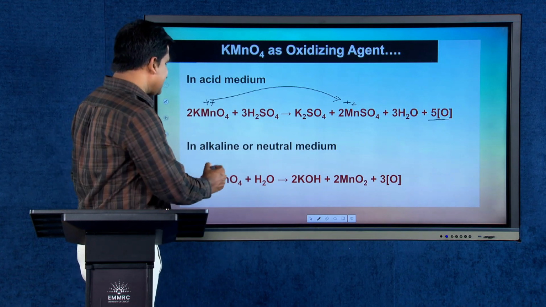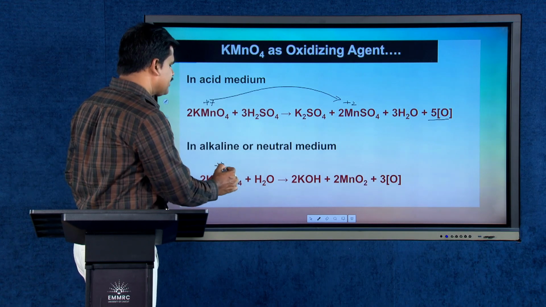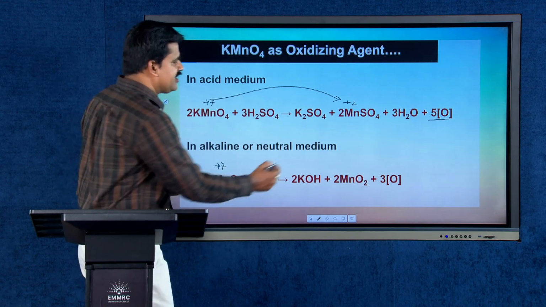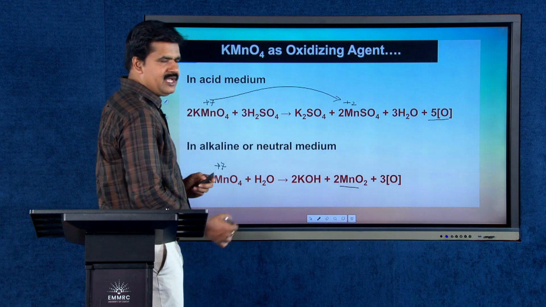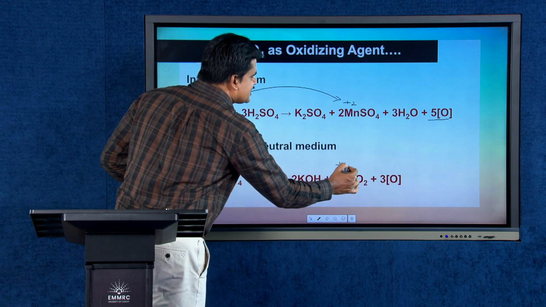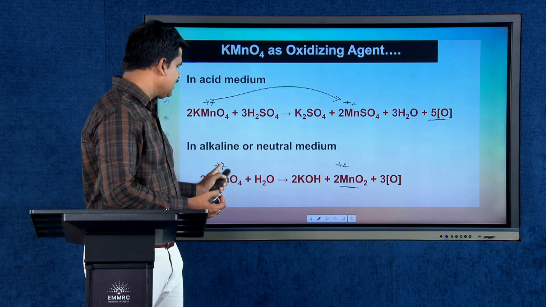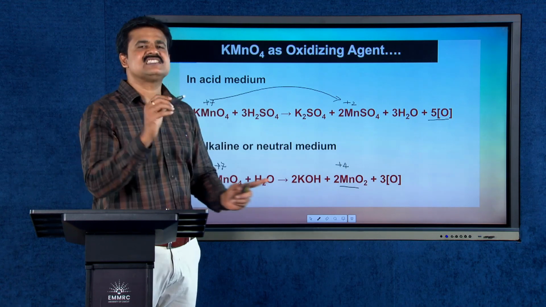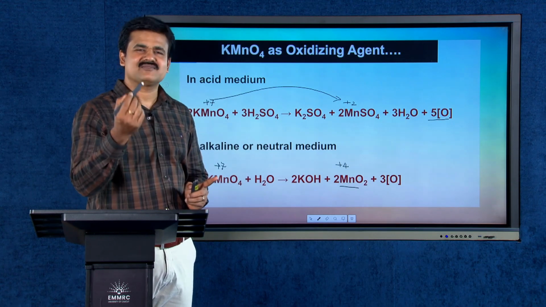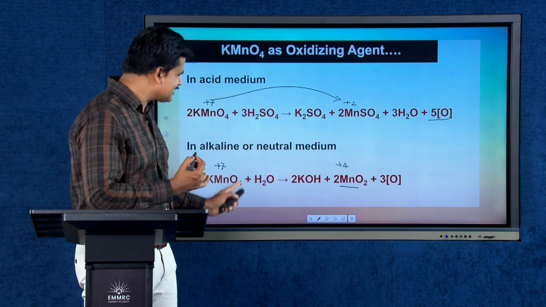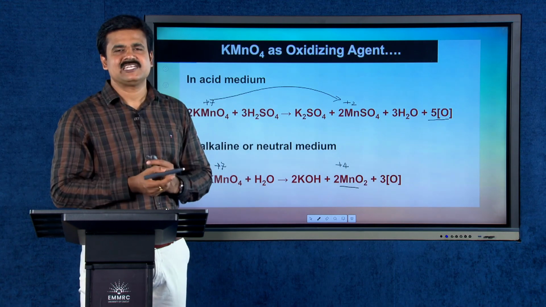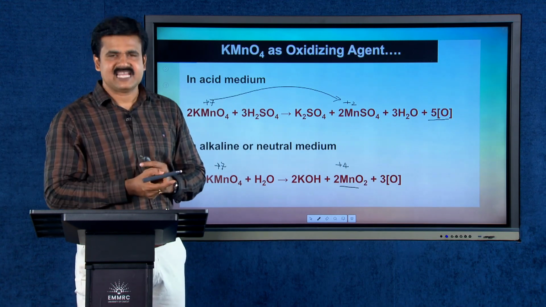In this reaction, manganese is already present in +7 state, and the product is MnO2. In MnO2, manganese is present in +4 oxidation state. So, from +7 to +4, this is also reduction. Reduction happens for an oxidizing agent. So, in this reaction also, potassium permanganate acts as an oxidizing agent.